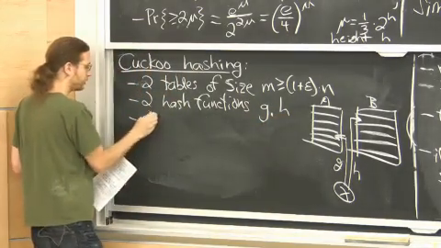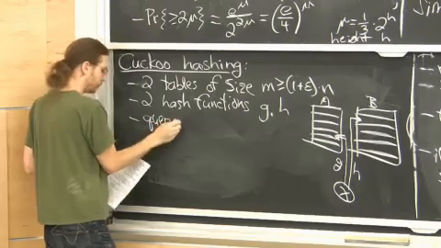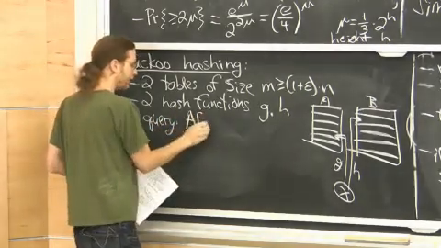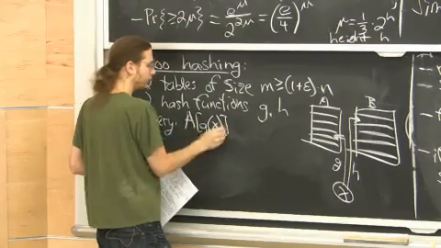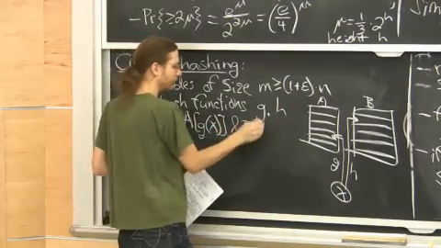To do a query, you look at A of G of X, and you look at B of H of X.